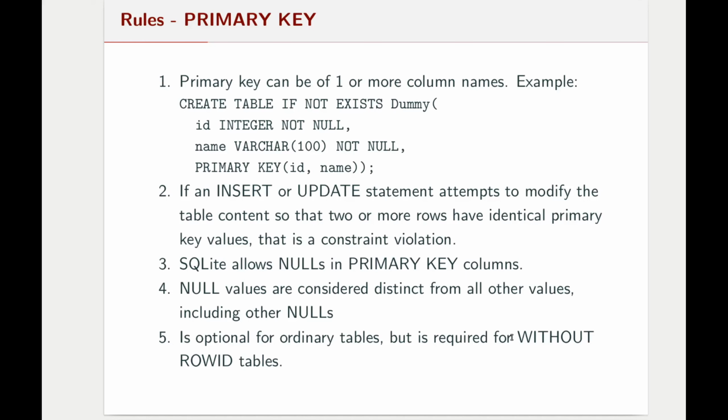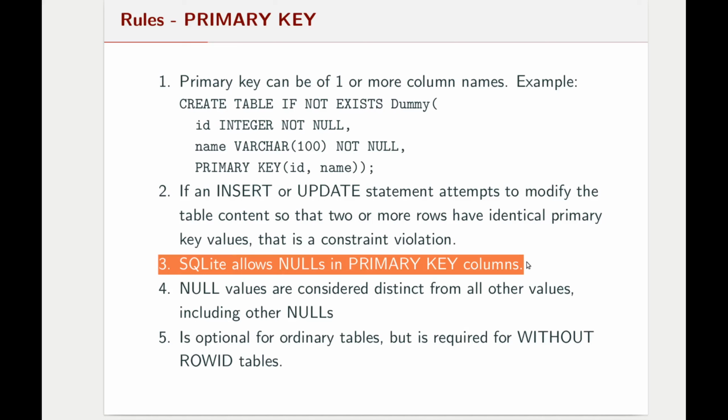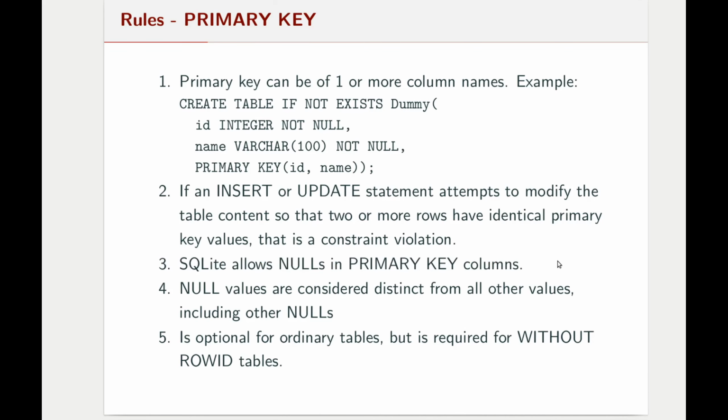Let's now knock off the rest of the rules. SQLite allows nulls in primary key columns. This is definitely a bouncer for those of you who have used other relational database engines like MySQL or PostgreSQL or even Oracle. It's by design that they don't allow nulls.